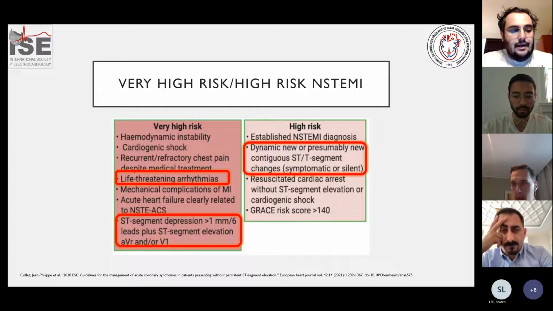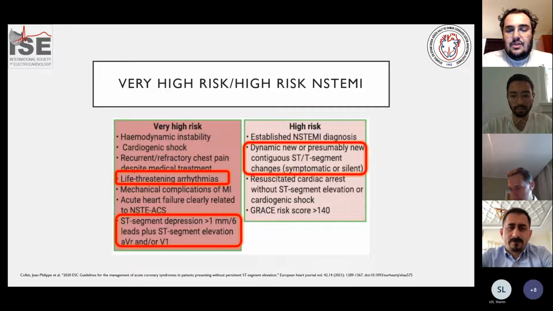For the purpose of defining treatment options, European Society of Cardiology makes a classification. We classify these patients as very high risk, high risk, and low risk. For this presentation, I will emphasize these three things: life-threatening arrhythmias, a very specific kind of ST segment changes, and dynamic changes.